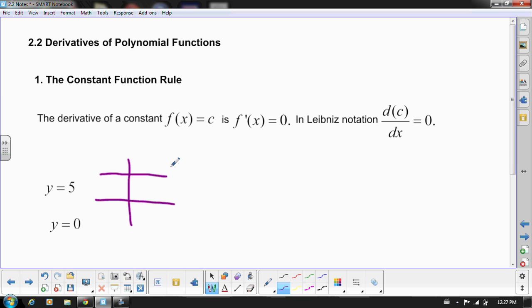At any given point on that line, no matter where we draw a tangent, it's going to have a slope of 0. So that's what this means up here. So if the function is a constant value, the derivative is 0. That will always be true as long as it's a constant. Now, as I mentioned in lesson 2.1, this is a different notation. So we're saying the derivative of the constant with respect to x has a value of 0. So that's that Leibniz notation that's going to keep cropping up throughout.